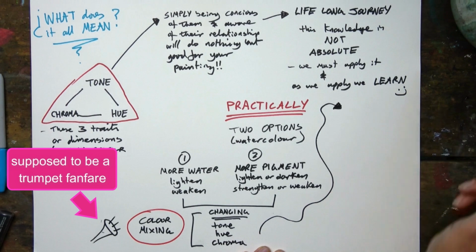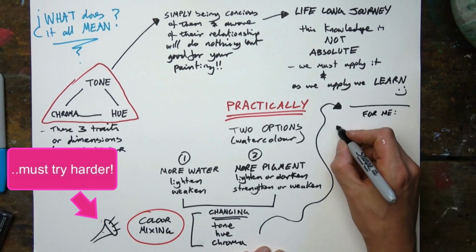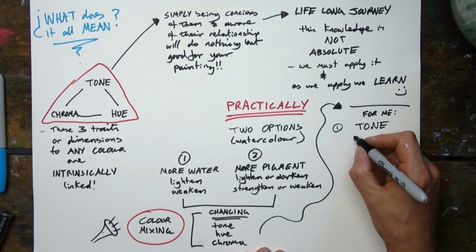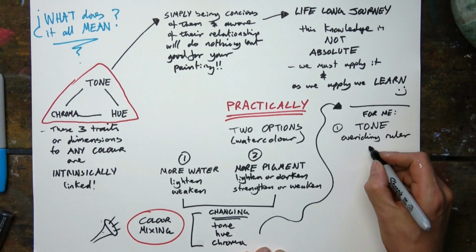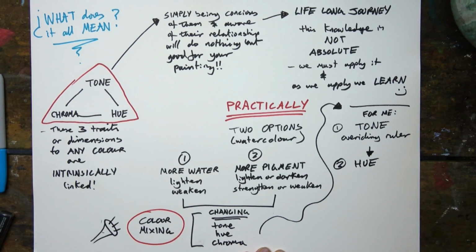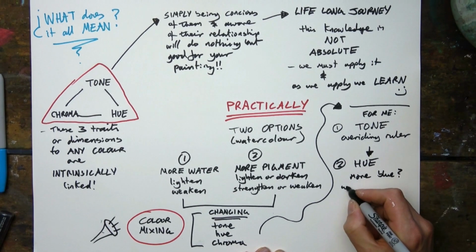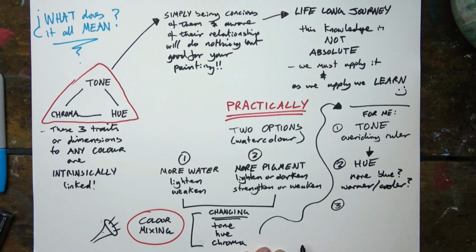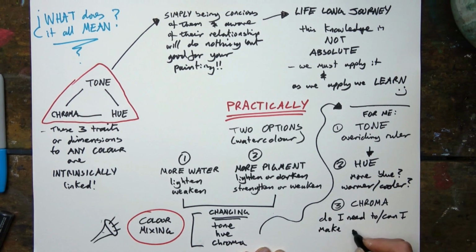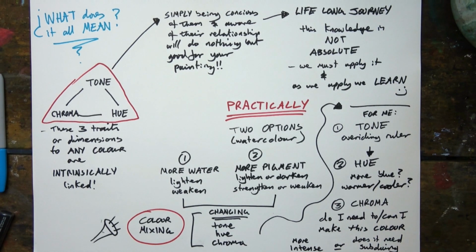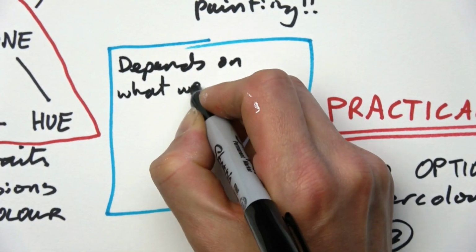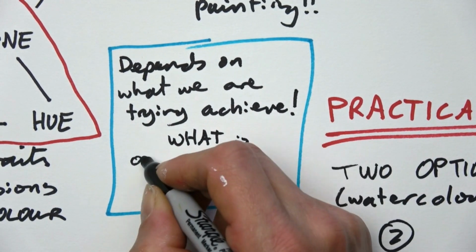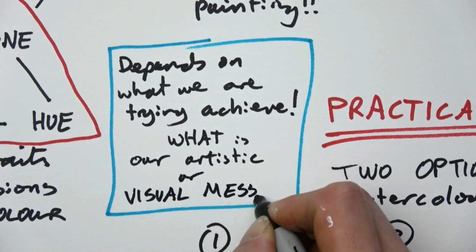Now for me, when it comes to tone, that's kind of the overriding ruler of a painting. If we can get a painting that's working tonally, we can effectively make it whatever colour or hue we want. And then when it comes to actually analysing the hues that we're trying to create, we can simply use questions like, should it be a little bit more bluey, a little bit more orangey, or a little bit warmer or cooler? And then finally, when it comes to chroma, the question I quite often find myself asking, which is intrinsically linked to the tone and the hue, is do I need to or can I make this colour more intense, or does it need subduing? And of course, this all depends on what we are actually trying to achieve, or what is our artistic or our visual message in any given painting.